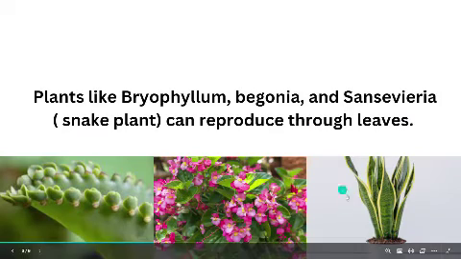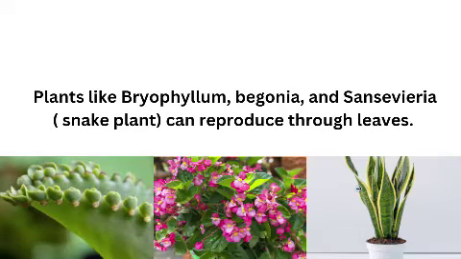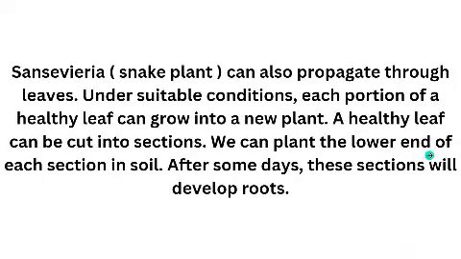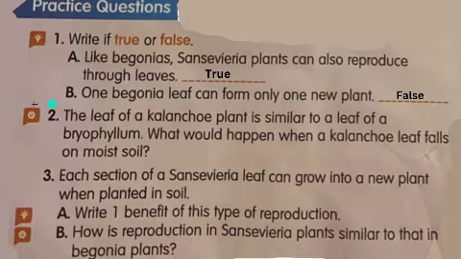As you can see in this picture, this is the picture of Sansevieria. For example, we are taking a healthy leaf like this one in the front. Then we are cutting these leaves into 4 sections. Then we plant the lower end of each section in soil. After some days, these sections will develop roots and they will grow into a new plant. We can get the exact copy of a parent plant like this.